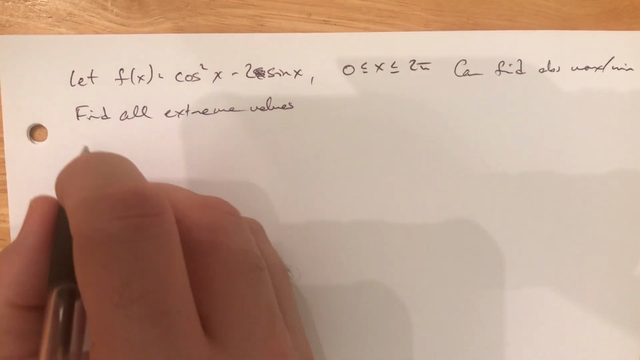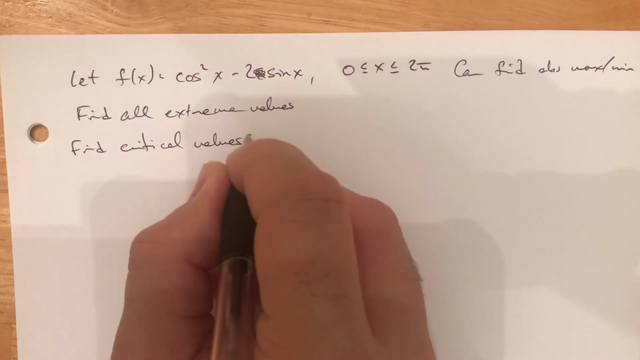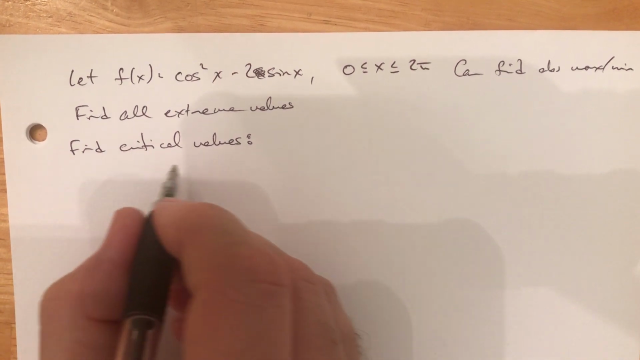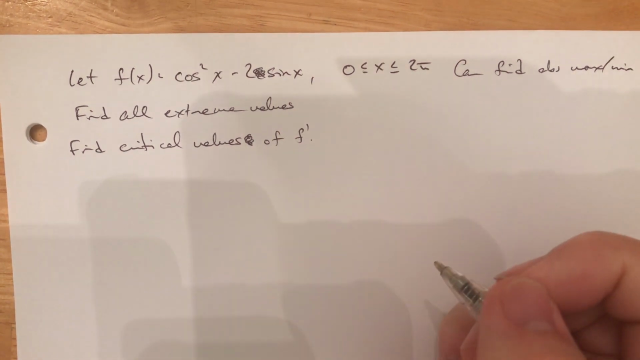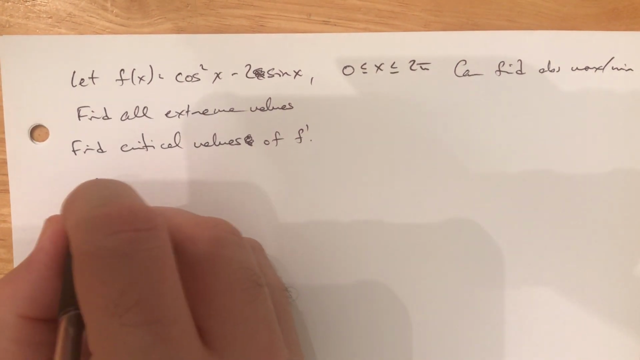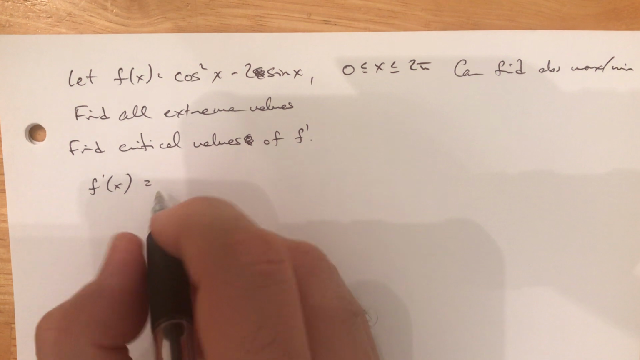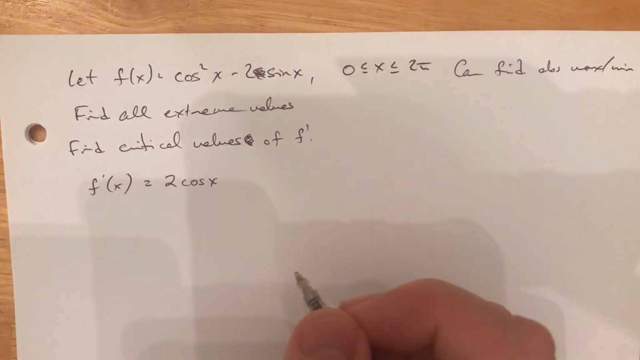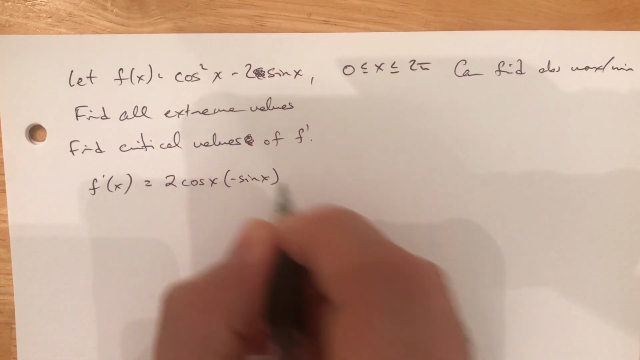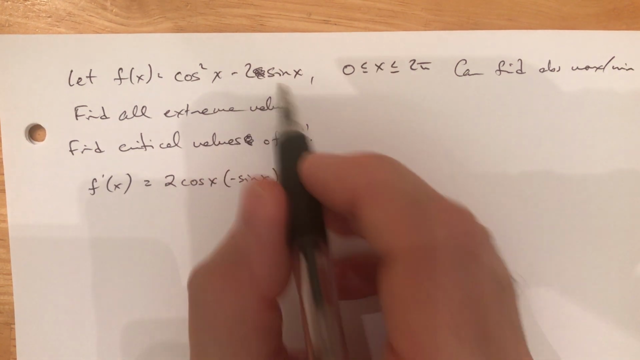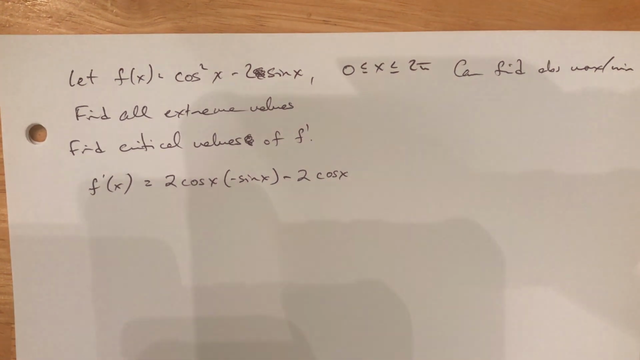Start with that first derivative. We need to find its critical values. So what do we have? To find the critical values of f prime, we've got to find f prime first. F prime of x: the generalized power rule says I can bring that exponent out front to get 2 cosine of x, as long as I multiply that by the derivative of cosine of x, which is negative sine x. And we're going to subtract 2 times the derivative of sine x, which is cosine of x.